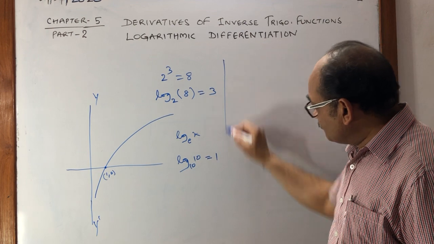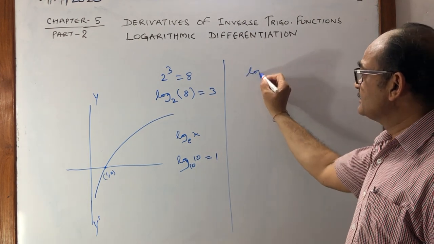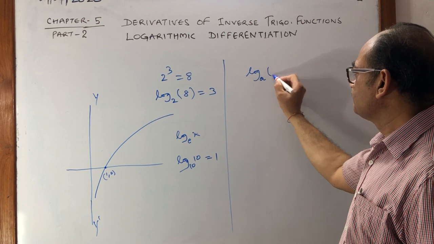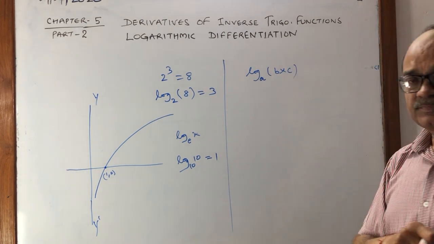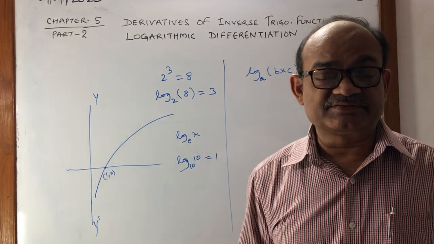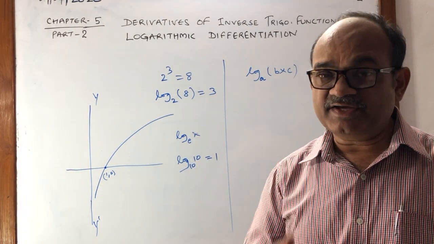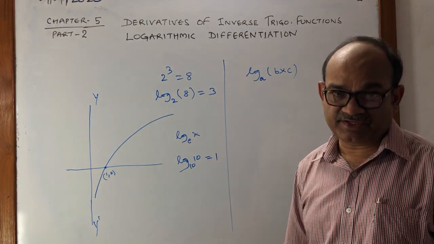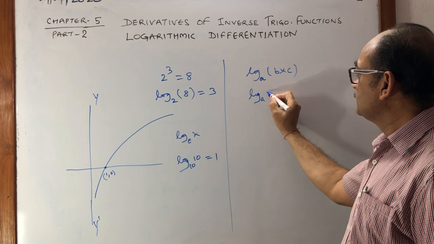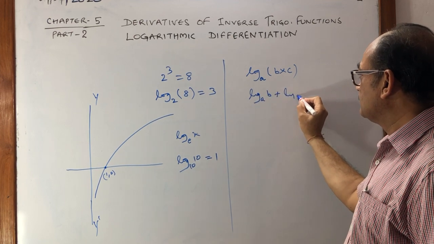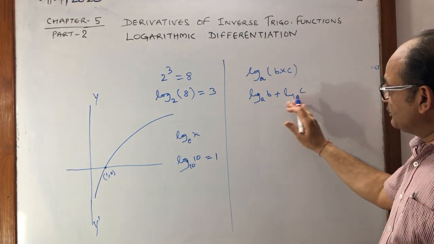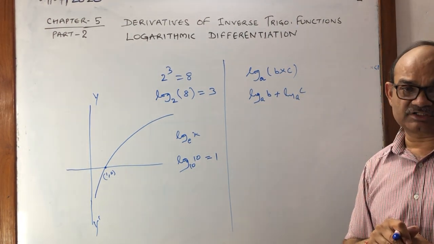Now the rules of log. The first one is log base a, b into c. Product of two numbers, because for the complicated cases of the derivatives we have to take log. That's why the logarithm concept is very important. So whenever the product of the two functions, we have to write log b plus log c. It means the product is changed into the sum of two logs.